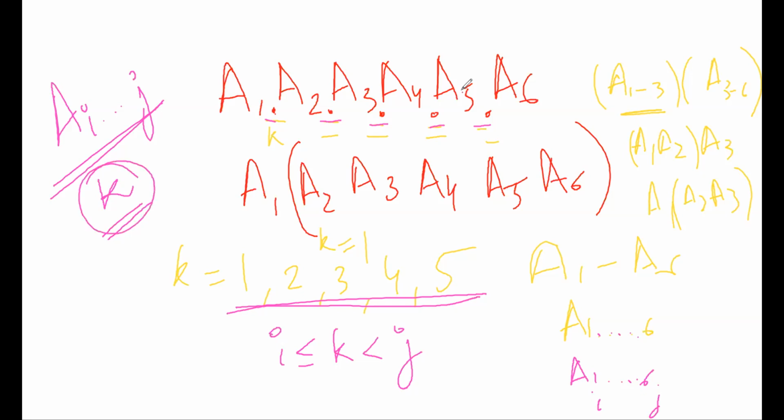This K is what determines that. So K can take values 1, 2, 3, 4, 5. Essentially, K can be equal to I, but it will be less than J, because you cannot have a 6 location here. There's nothing after this, so K here makes no sense. Okay, so K can be 1, 2, 3, 4, 5. If the chain is length 6, K can take only 5 values. If the chain is of length N, K can take only N minus 1 values, from 1 to N minus 1. Okay. Now, we have to find the appropriate value of K.